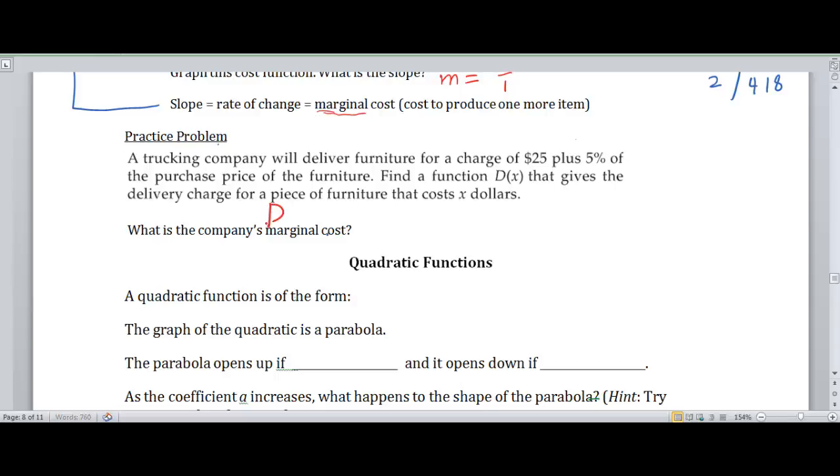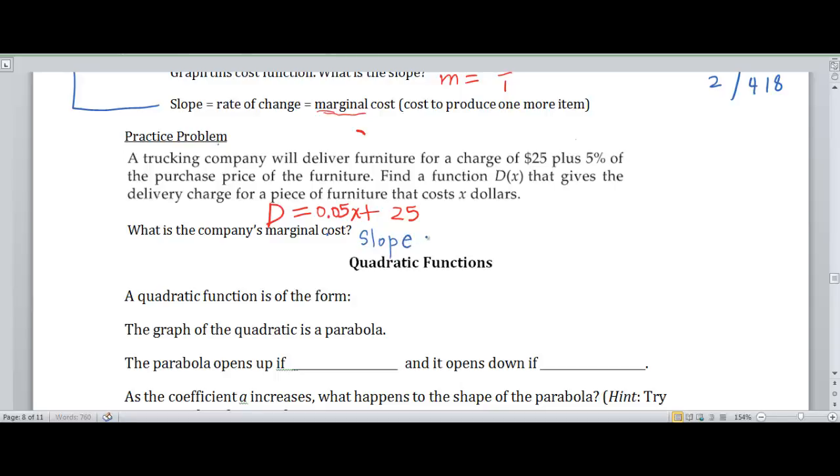The delivery charge, D equals, so it's going to charge me $25. So that's my fixed cost, right? No matter how much furniture I get. And then 5% of the purchase price. So 5% is 0.05 of the purchase price, which is x, because that's the cost of the furniture. Okay, so it's going to be 0.05x plus 25. Okay, what is the company's marginal cost? Well, that is the slope.